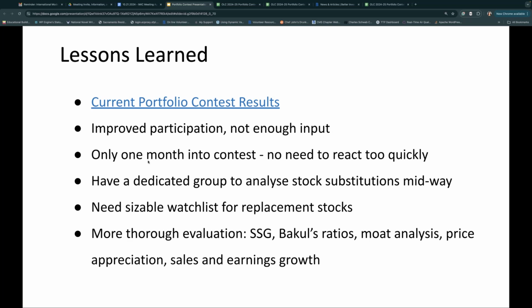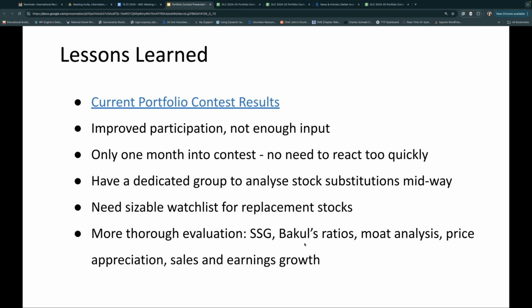And then the next point is that we don't need to react too quickly because we're only a month into the contest, or 2 months now, I guess. And then we should have a dedicated group to analyze stock substitutions midway. So we've got November, December, January, so about 3 months to take a look at stock substitutions that we might want to trade out. And then we should have a sizable watch list for replacement stocks.